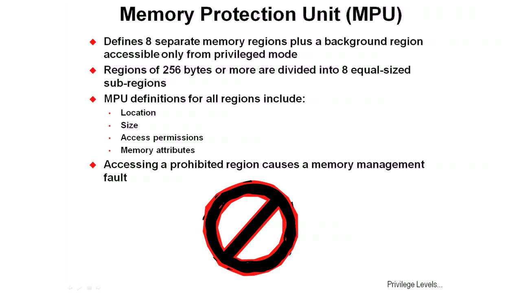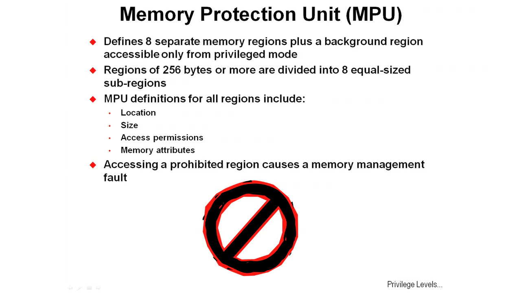What access permissions do you want to allow? Do you want to allow execution? Do you want to allow code? Do you want to allow data? Do you want to not have any access? And what other memory attributes do you want to specify?